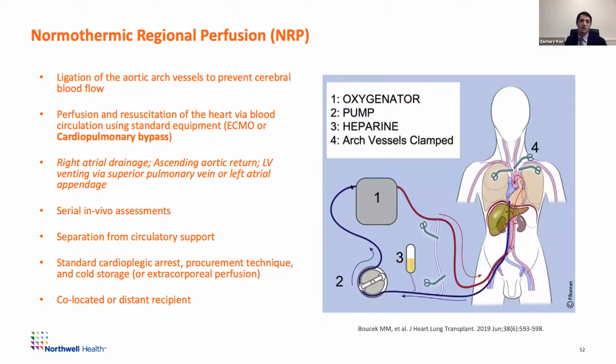So normothermic regional perfusion, fundamentally, the idea is to regionally perfuse the heart and other organs. And this is not a new idea. It's been done for the abdominal organs in Europe for many, many years. It's been done now for thoracic organs in the UK for several years. But the principle is to exclude cerebral perfusion and then allow perfusion of the organs of interest for preservation.